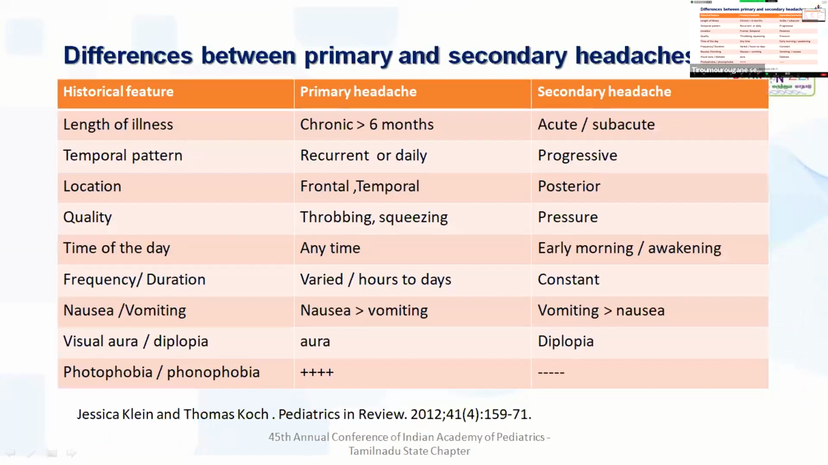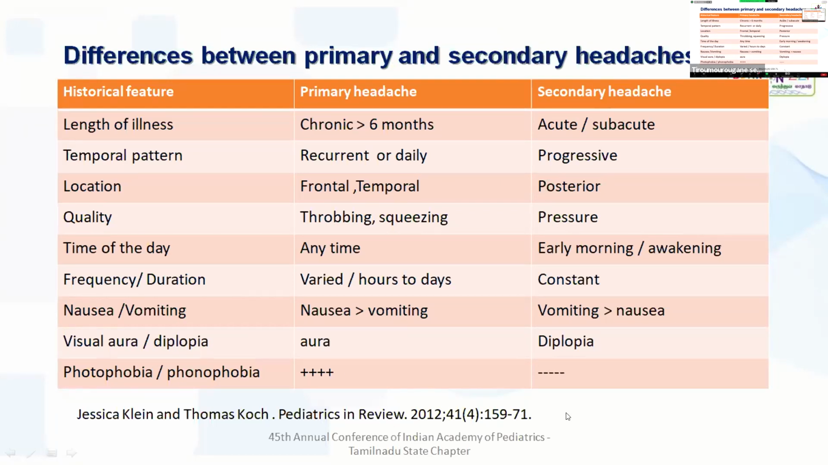Then coming to how to distinguish between a primary and a secondary headache. Primary headaches, unless they are acute intermittent, are chronic, whereas secondary headaches are subacute or acute. Primary headaches occur daily or recurrently, whereas secondary headaches are progressive. Most importantly, in primary headaches the site is usually frontal or temporal, whereas in secondary headaches it is posterior. Again, the quality is important: throbbing or pulsatile in migraine, squeezing in tension type, whereas here it is pressure type. Nausea is more than vomiting in a primary headache, whereas vomiting is more common in secondary headaches. You can have visual aura in classical migraine, whereas aura is not present in secondary headaches, where diplopia is common. Phonophobia and photophobia are common in a primary headache, whereas they are absent in the secondary headache.